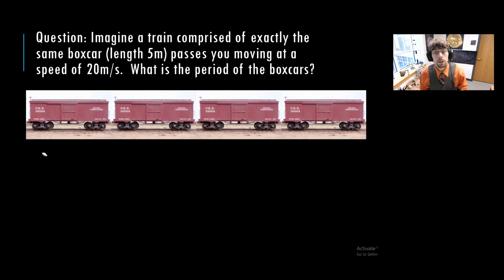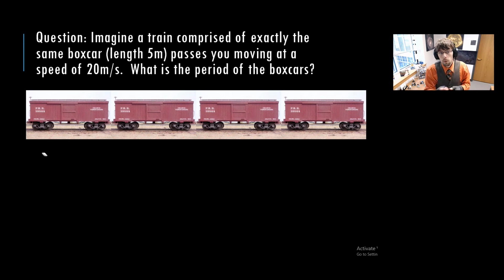So rewinding, I want to give you an idea about wavelength, just a conceptualization about wavelength, and then we'll go into frequency. So those two are tied together. I just want to give you a good heuristic argument for why that is. So let's consider this for a second. Imagine a train comprised of exactly the same boxcar. So I've got them 5 meters in length. Okay? And imagine you're standing by the side of the train track, and this train, infinitely long, is going by you. Okay? 20 meters per second.